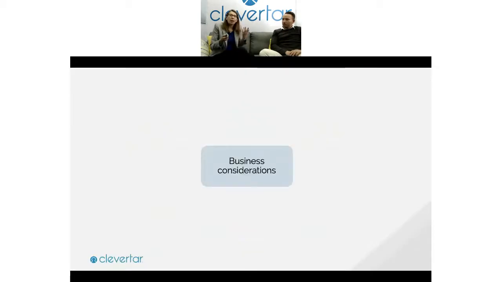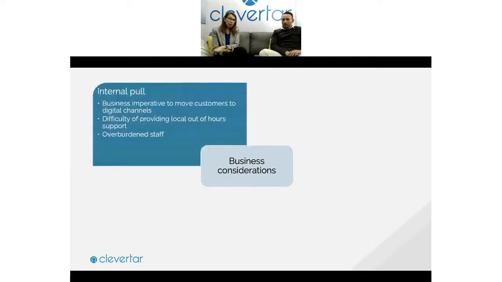How do you decide, yes, this is something I'm interested in? Well, here are some things to think about. If any of these resonate with you, well, maybe this is where you might consider the use of a virtual agent. So the first thing is if there is an internal pull towards this direction, and this is what we find with our customers. So if there's a business imperative to move customers to digital, and we're seeing that across government, and it's difficult to provide local hours, out-of-hours support and stretch staff. I mean, that's the kind of internal pull.